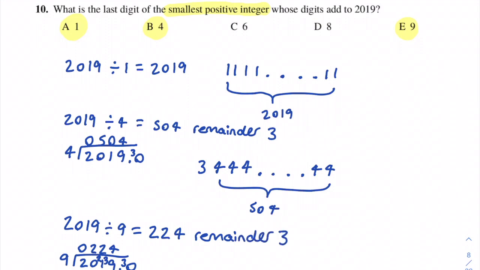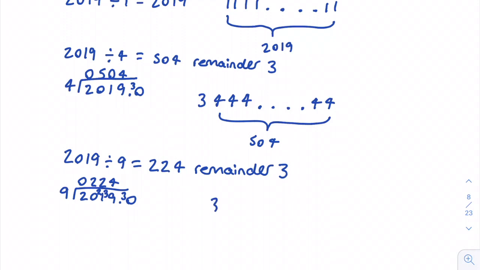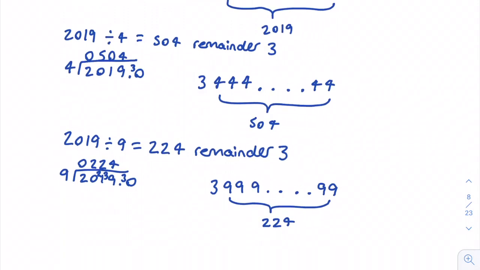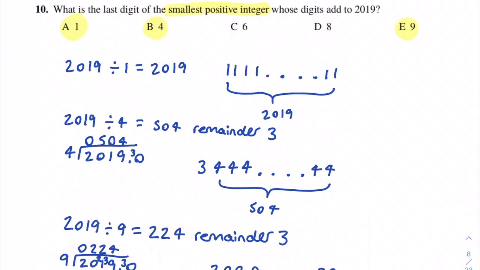So here we're going to have 224 9s and 1 3. So again, we want to make this number as small as possible, so we're going to place a 3 at the front. So it's a 3 followed by 224 9s. Okay, and as we can see, this is a 225 digit number, and that is smaller than any of the other answers we have checked. So therefore, our answer must be E, which is 9.